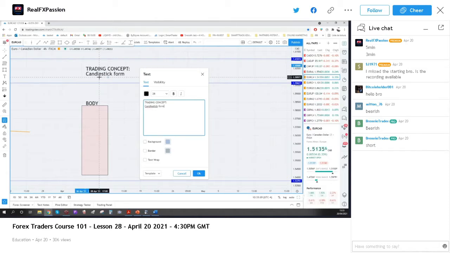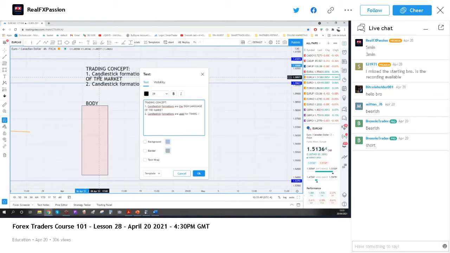Candlestick formations are the sign language of the market. Number one, trading concept: candlestick formations are the sign language of the market. Number two, candlestick formations are used for timing.